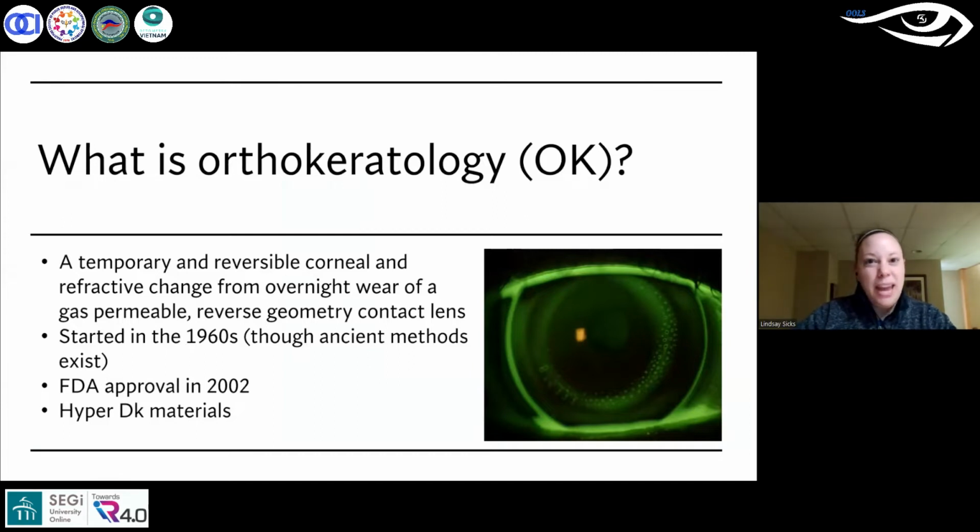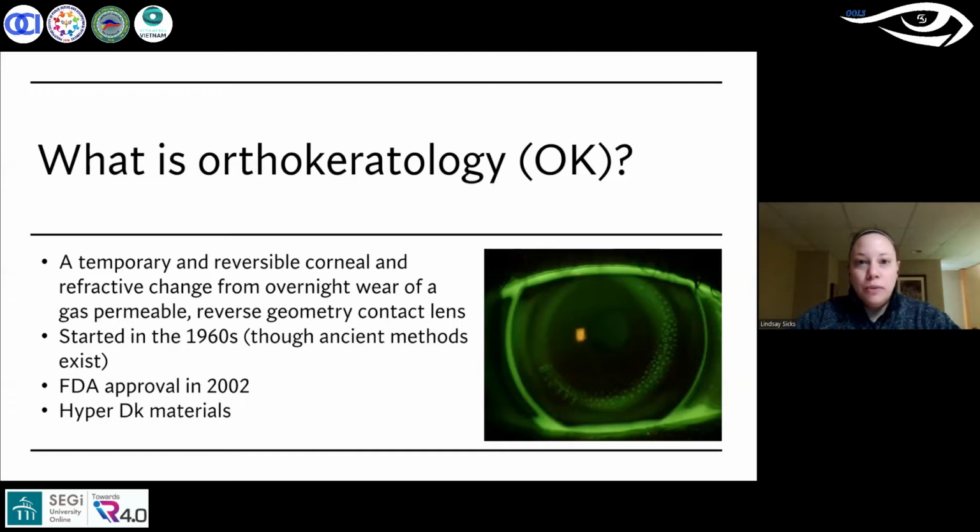While there are some ancient methods for this that we know existed, for example, way back in the BC era, there were sandbags that people would place on their eyes, and that would change their refraction and allow them to see better. That's the whole genesis of this orthokeratology procedure. In its more current form, it started in the 1960s. So that's been, let's say, about 60 years that we've been familiar with its current state.